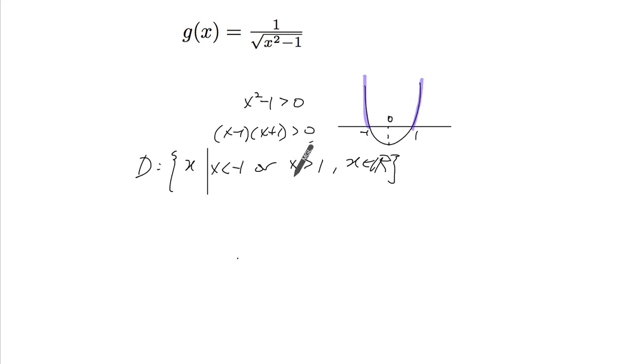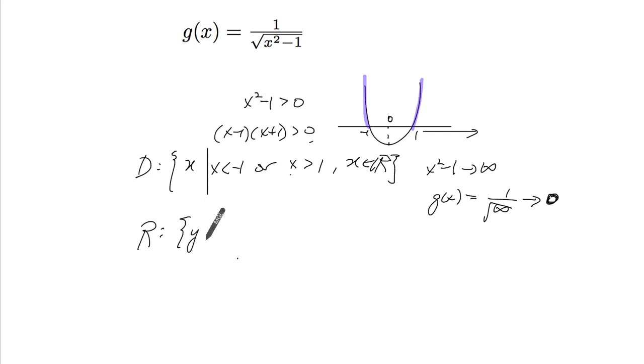Note that when x is equal to 1 or negative 1, it becomes undefined. So as it approaches 1 or negative 1, it approaches infinity. But as x goes towards the right here, the y of this parabola, in other words x squared minus 1, is actually approaching infinity. So for g of x, we have 1 over the square root of a really large value, which is going to approach a very small value. That means we cover the whole range.